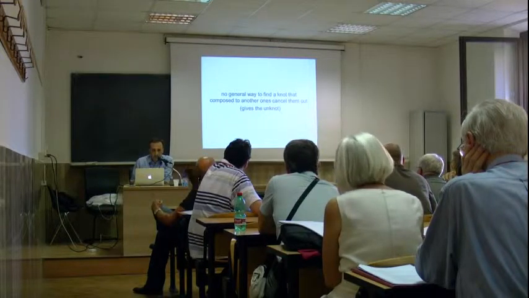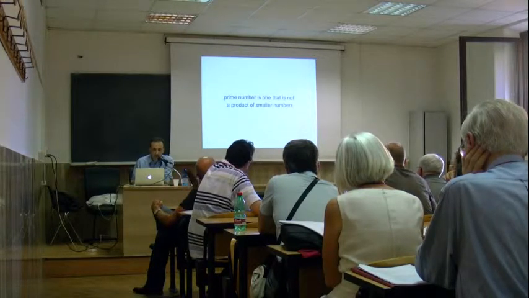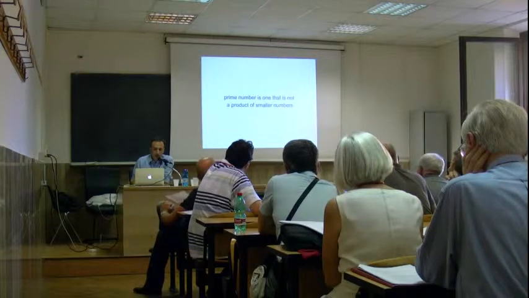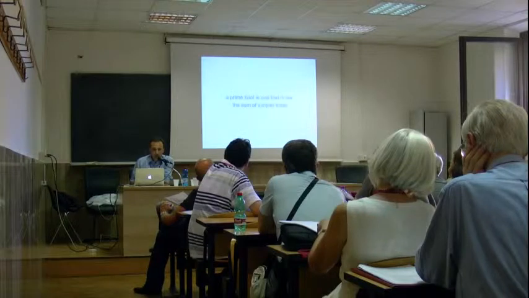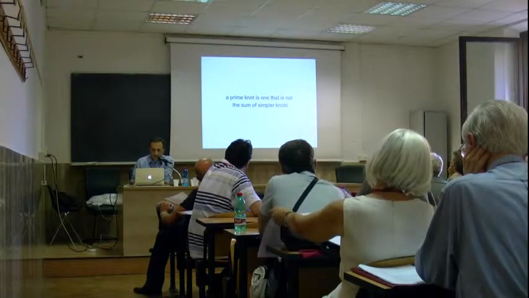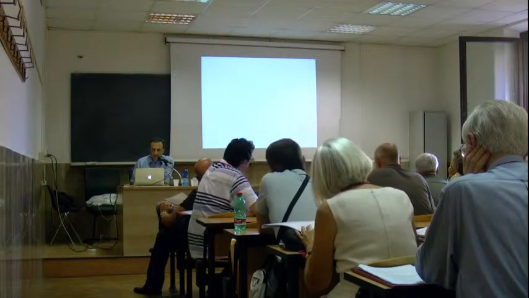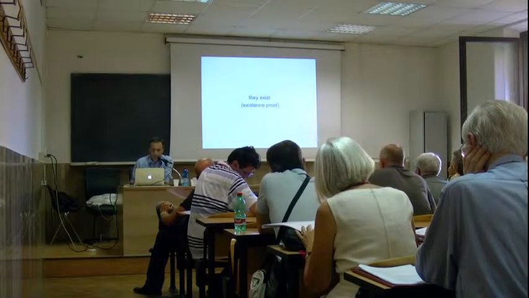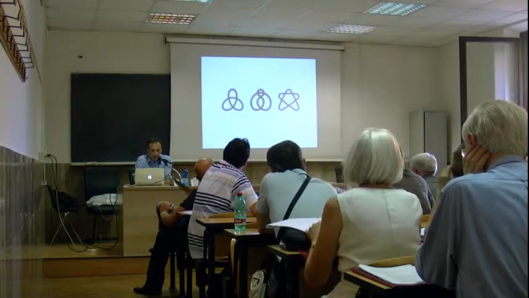So, but what about primes? As you know, a prime number is one that is not the product of smaller numbers. So a prime knot should be one that is not the sum of simpler knots. The interesting aspect of this investigation is that prime knots exist. There is a formal proof of it. In the picture, you can see some examples of prime knots.